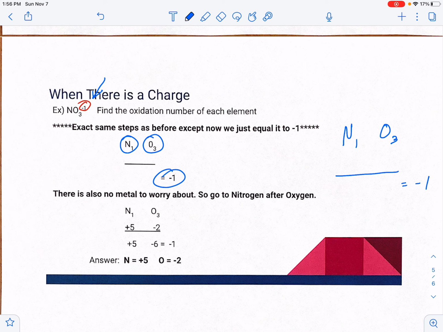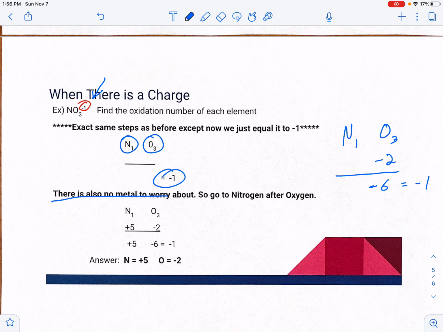Now, remember your first step is to start with oxygen because it's always a -2. Each oxygen is going to have a charge of -2, and I have 3 of them, so 3 times -2 gives me -6. Now, this normally would be the part where I go find the metal, if there was a metal, but since there is no metal, I don't have to worry about that. I can just move straight onto my nitrogen. Now I need to figure out what -6 gives me -1.